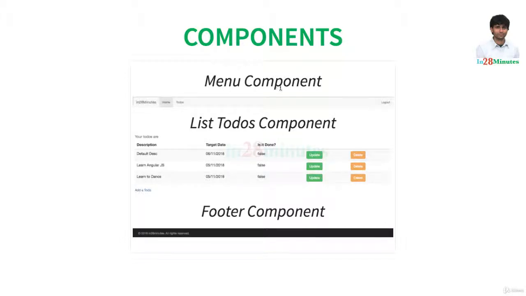This menu component is responsible for showing the list of menu items, which is highlighted, which is not highlighted, the styling for that, and handling the click of the events, if home is clicked, if to-dos is clicked, or logout is clicked. Whenever we build Angular applications, we first start thinking about what should be the components which should be created.